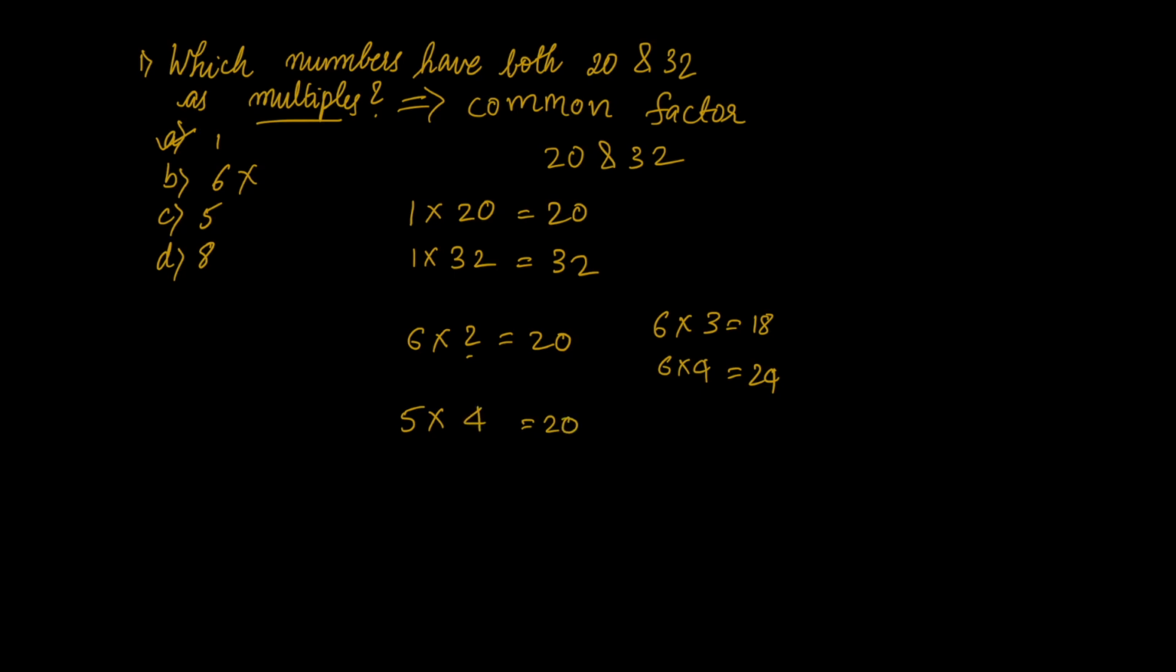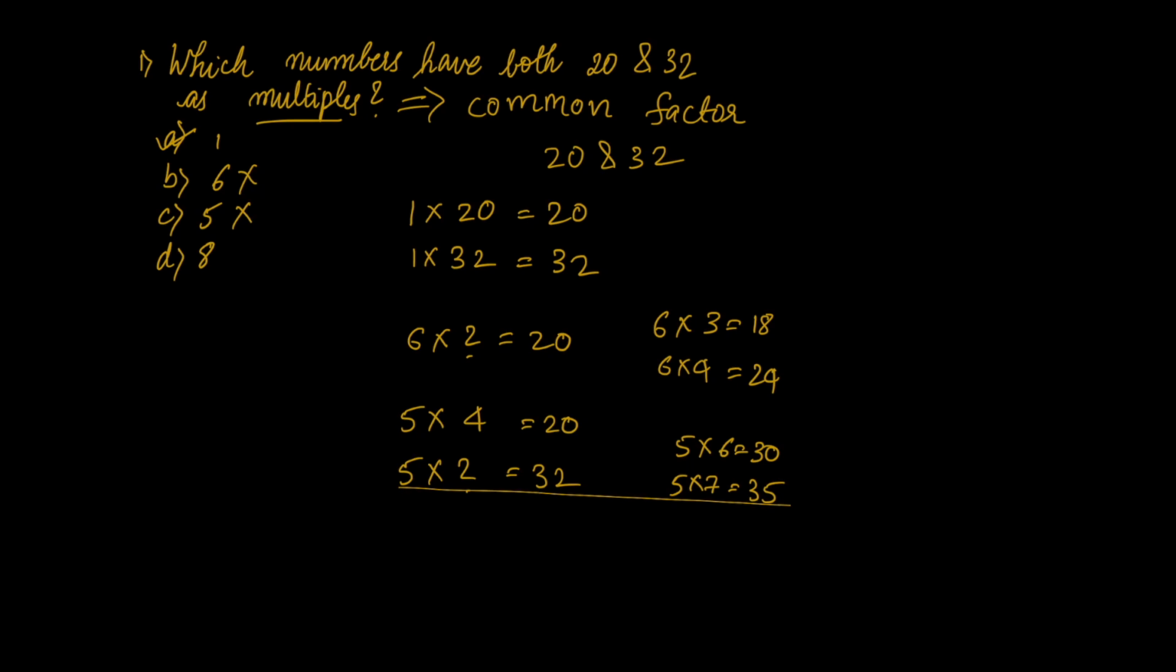Now, is there any number you can multiply by 5 to give you 20? Well, there's 4. 4 into 5 gives you 20. Now, is there any number you can multiply by 5 to give you 32? 5 into 6 gives you 30, while 5 into 7 gives you 35. So in this case too, I think we can reasonably say that there is no number that you can multiply by 5 to give you 32. So 5 too is not a common factor of 20 and 32.